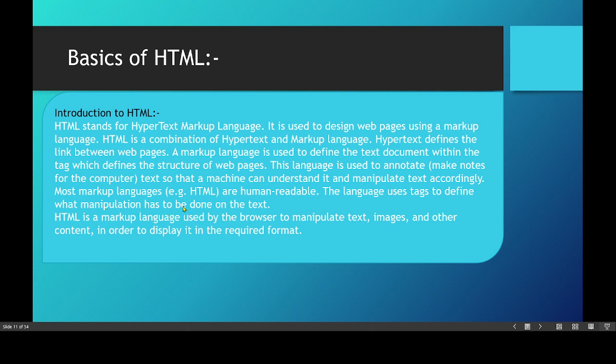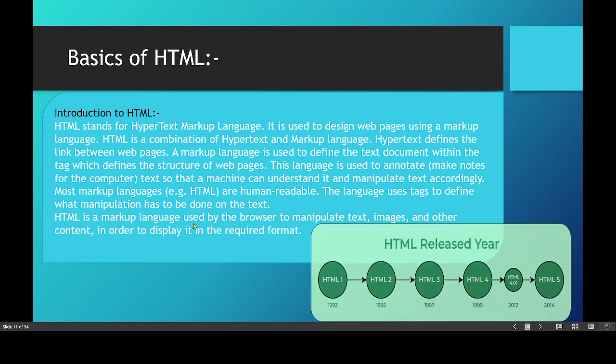The HTML language is only based on tags, with which we can manipulate the data, and we can specify where the data should be on the web page. HTML is a markup language used by the browser to manipulate text, images, and other content in order to display it in the required format, as I mentioned before.